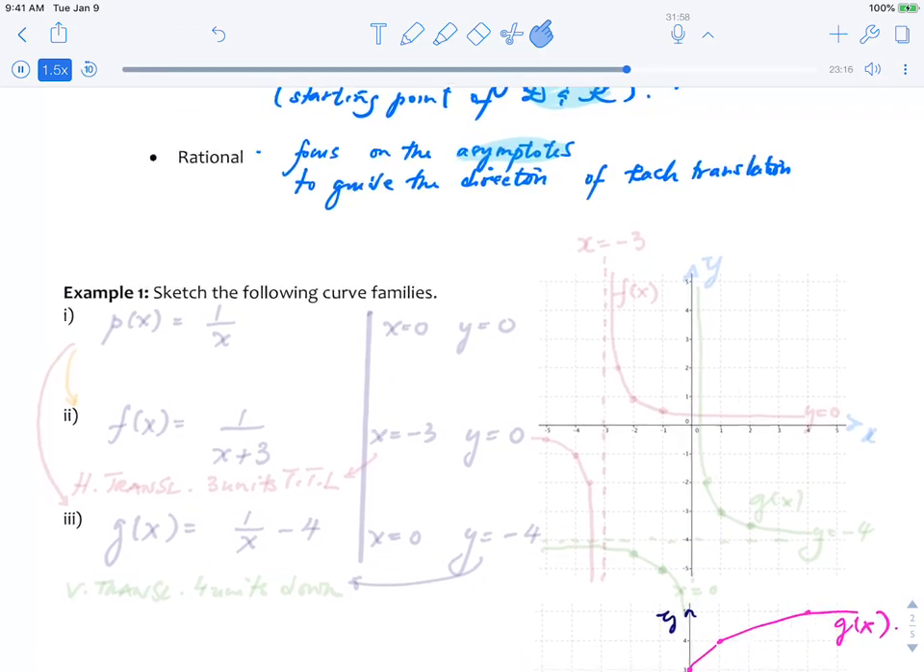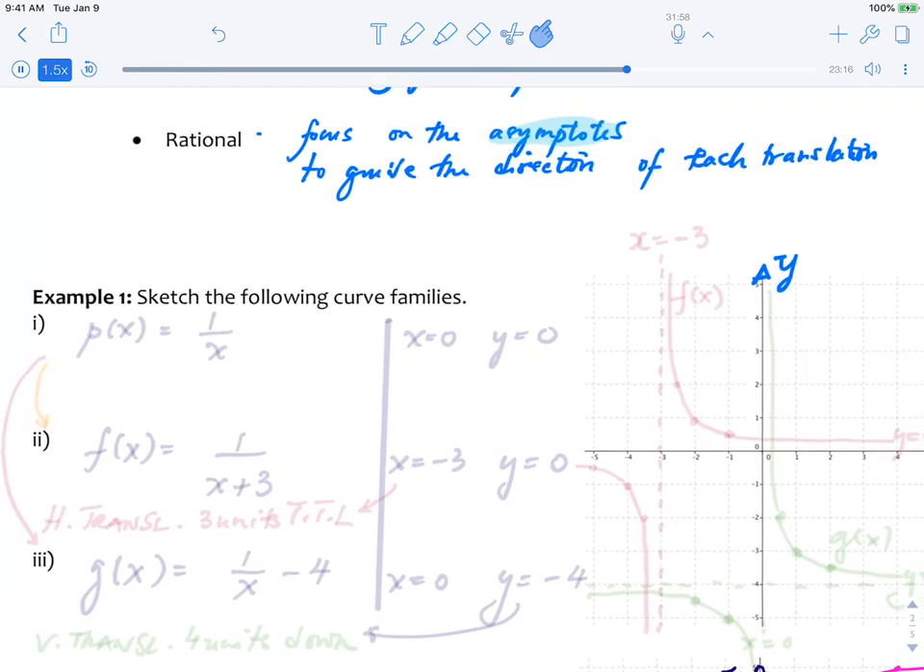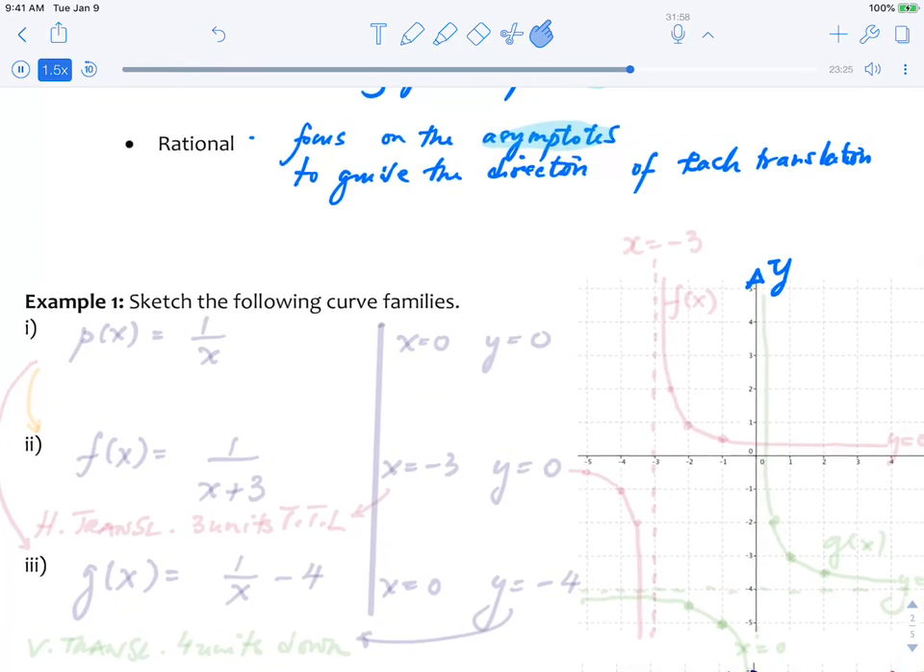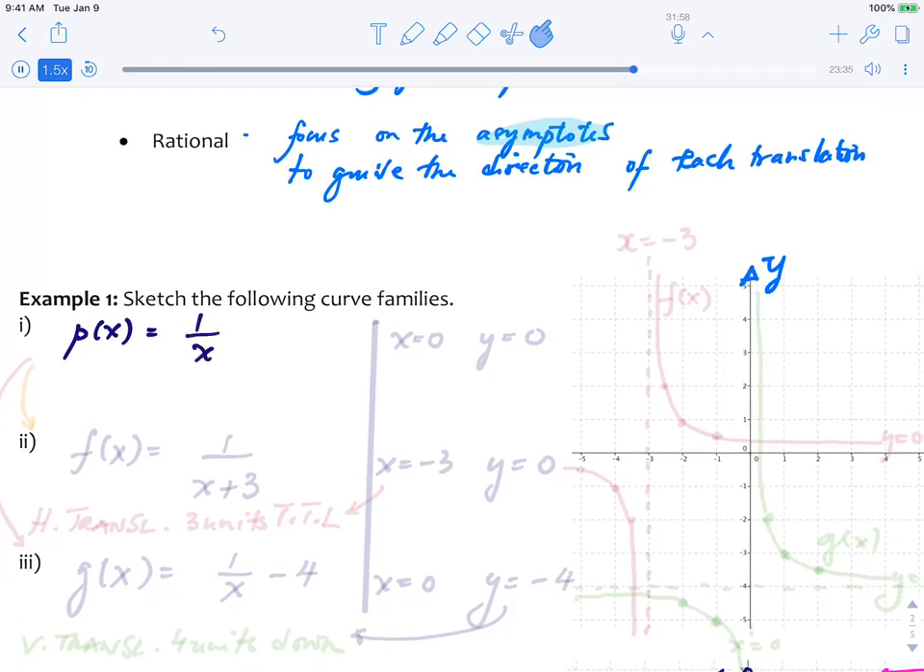Okay, so this is where I give you a parent function and maybe two transformations. We just did a rational at the top, but we only had one direction. So let's say p of x is 1 over x. Then you'll graph an f of x that's 1 over x plus 5. No, let's say plus 3. And a g of x that's 1 over x minus 4.